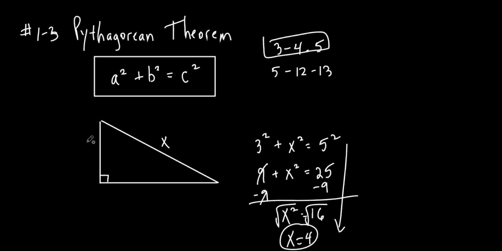What if I did this? What if I said that this was 10 and this was 24? Could you figure out what x is with very minimal math? Well, what goes into 10 and 24? What divides 10 and 24 evenly? 2 goes into 10 how many times? 5 times. 2 goes into 24 12 times.